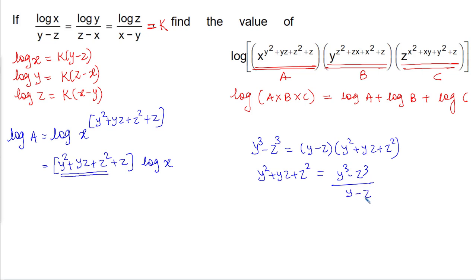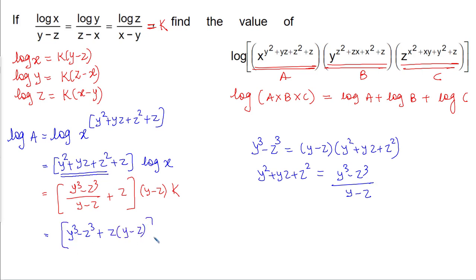Let's replace this value over here. In this bracket, y square plus yz plus z square, let's replace this with y cube minus z cube divided by y minus z, plus z, bracket close, and log x is equivalent to y minus z into k. Let's multiply by y minus z. The first term into y minus z is y cube minus z cube, plus z into y minus z, bracket close, into k. This is the value of log a.